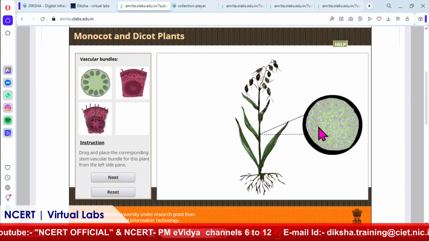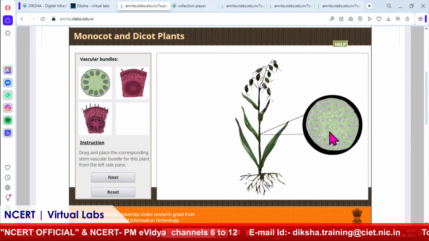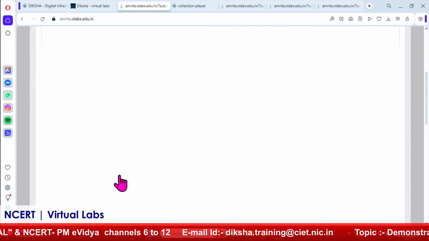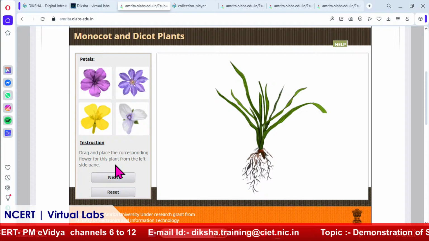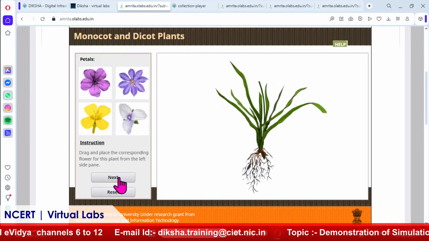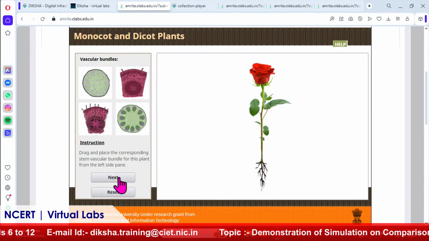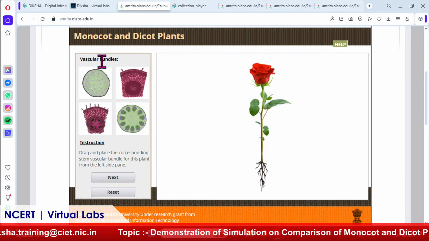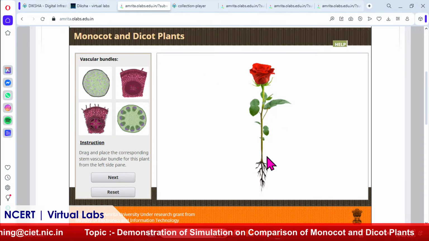So in case of monocots, we have scattered vascular bundles, and that's why this is the correct option. Now we are going to the next one. Here we have got the same thing, so because we have just performed this, we are skipping this. So here it seems that this is the same, but the plant is different. Although we are supposed to select the vascular bundle, the plant here is different.